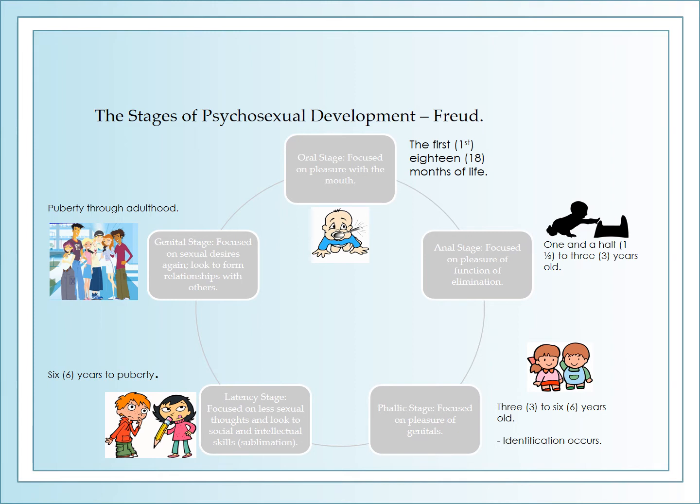The latency stage is focused on less sexual thoughts, and they look to social and intellectual skills. So this is, again, referring to sublimation, where kids will begin to not focus so much on their sexual or relationship needs, but looking just to make friends with people, schoolwork, things like that. This is when we see the whole stage of, ew, boys and girls have cooties.